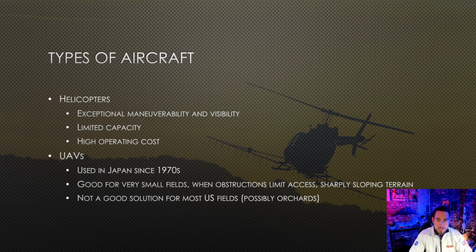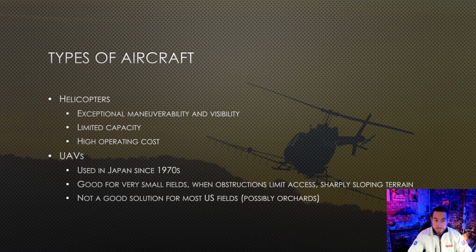It's also possible to use UAVs, so unmanned aerial vehicles or drones. They've been used in Japan actually since the 1970s, which is kind of hard to fathom when you think about it, since drones have just really now come into prominence. But you know, the military especially has used drones for a long time, since the 50s and 60s actually. But they've been used in Japan since the 70s for the purpose of aerial application.